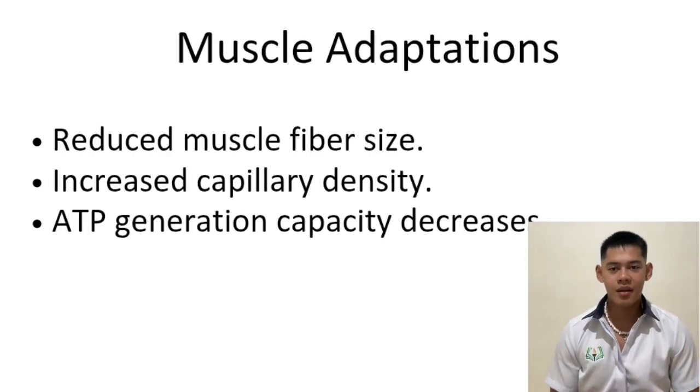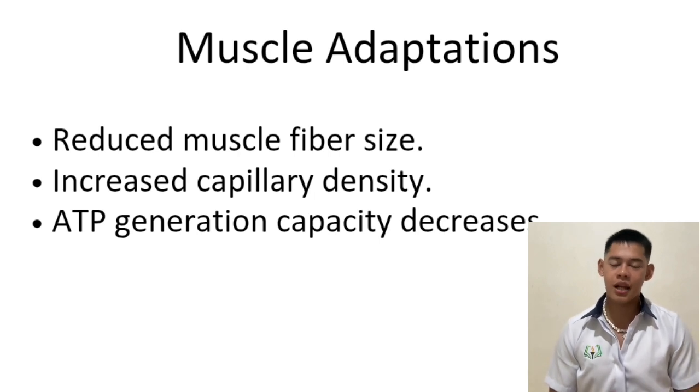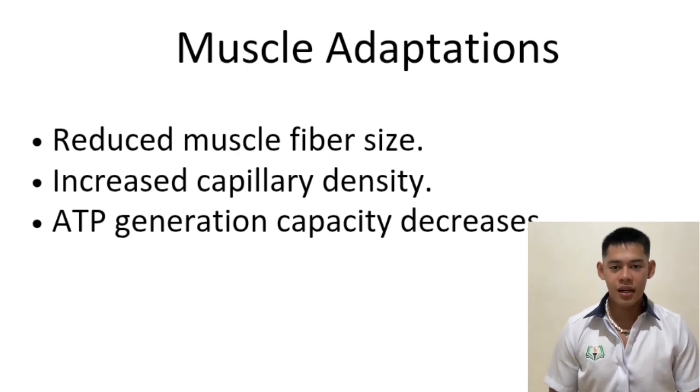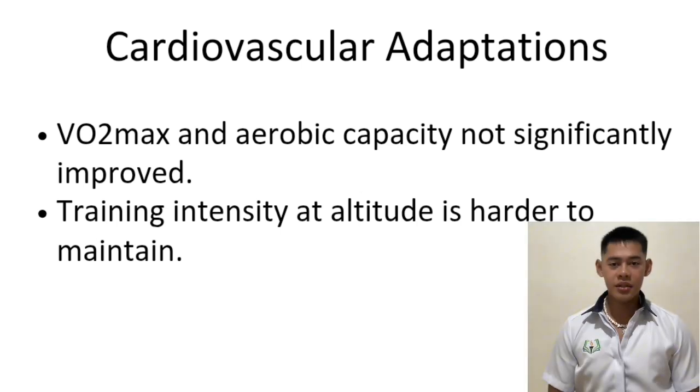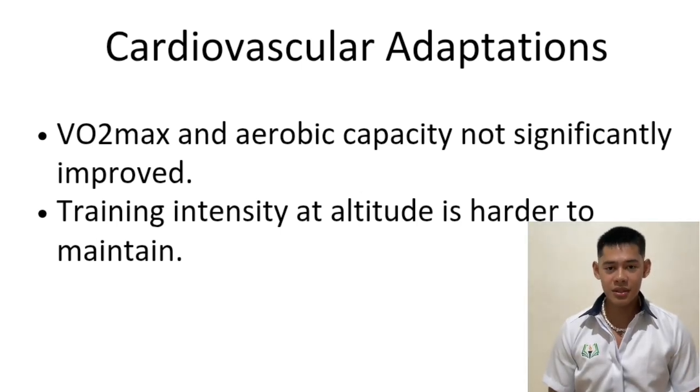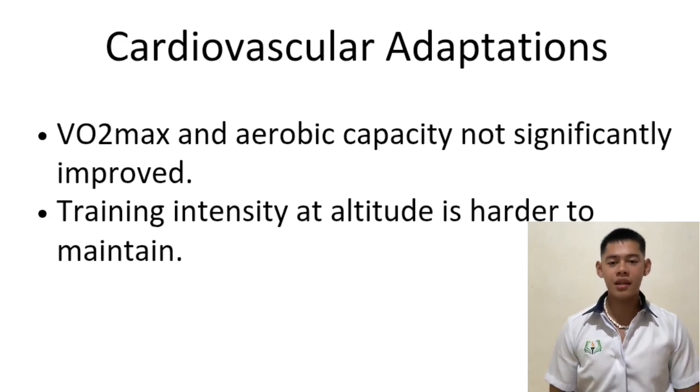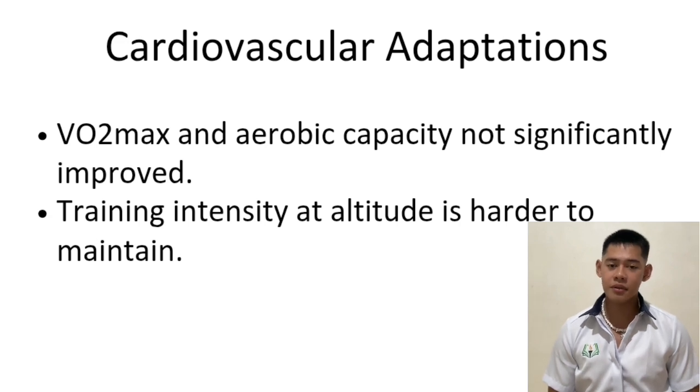Muscle adaptation. Muscles adapt too, but not always in a helpful way. Muscle fibers decrease in size after a week of altitude exposure. Although capillary density increases to improve oxygen delivery, the overall ATP production capacity and oxidative metabolism often decline, reducing muscular endurance. Cardiovascular adaptation. Interestingly, even after acclimation, aerobic capacity and VO2 max remain below sea level values. Athletes cannot train at the same intensity at altitude, which makes maintaining performance more difficult without careful management.